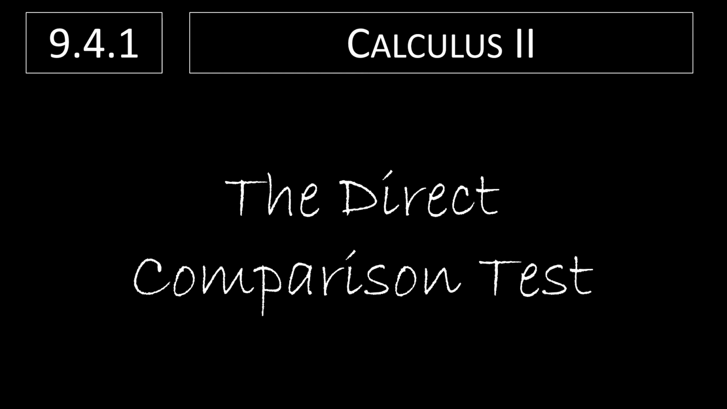In section 9.4, we're going to take a look at two comparison tests. One is comparing the actual series and the other is comparing limits. For the first test, the direct comparison test, we're going to take a look at a series that doesn't fit any of our rules so far, but is really stinking close.